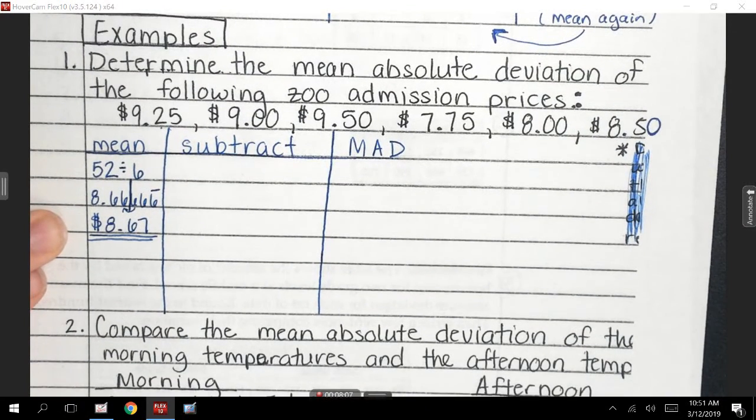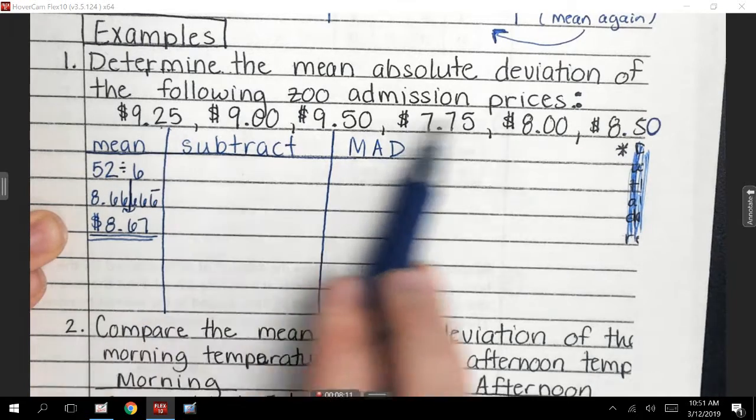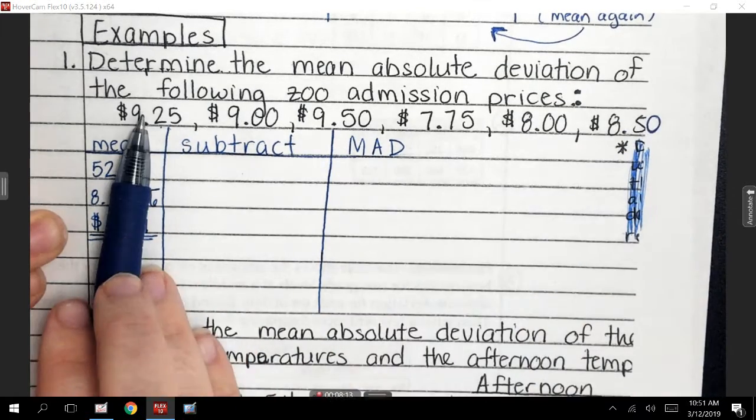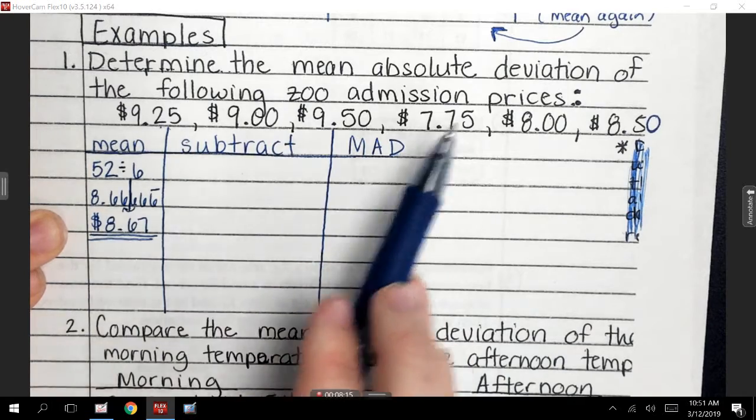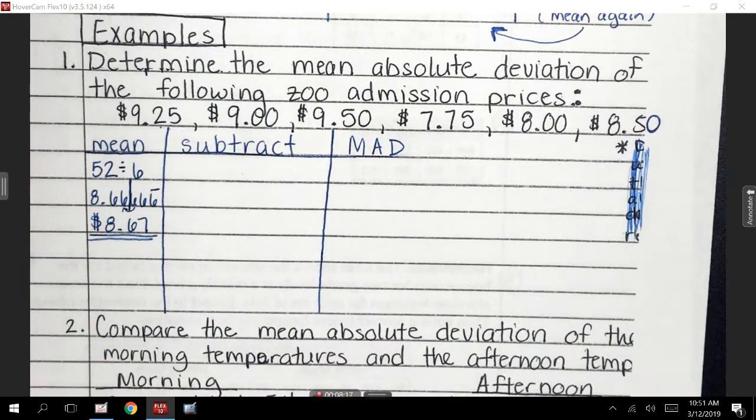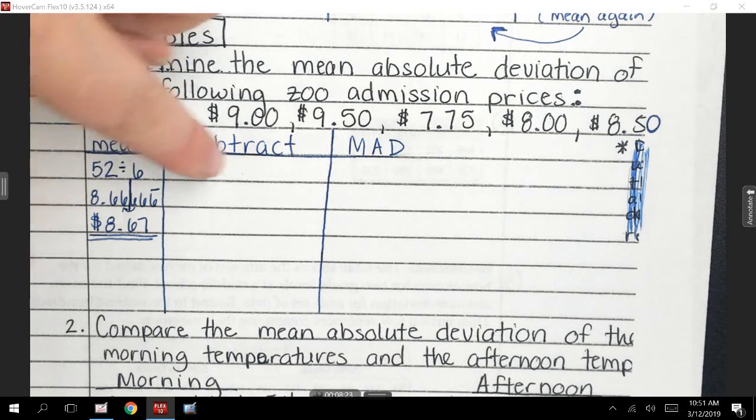All right, Owen? How did you get the 52? We added all the numbers. So the 9.25, $9, $9.50. When we add all them up, it just gives me a perfect 52, which is kind of crazy since they all had decimals. But all right, so now it says to subtract.